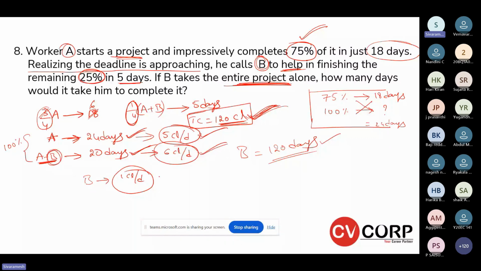So to complete the entire work alone, how many days will B take? That is what they are asking. To complete the entire 120 chocolates, B's efficiency is only one chocolate per day. To complete 120 chocolates, he will take 120 days. So the final answer is 120 days. Okay, is that clear now?